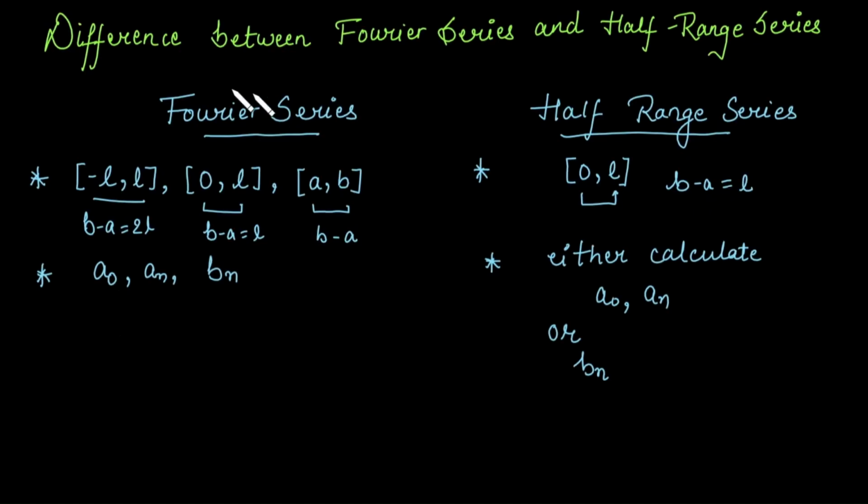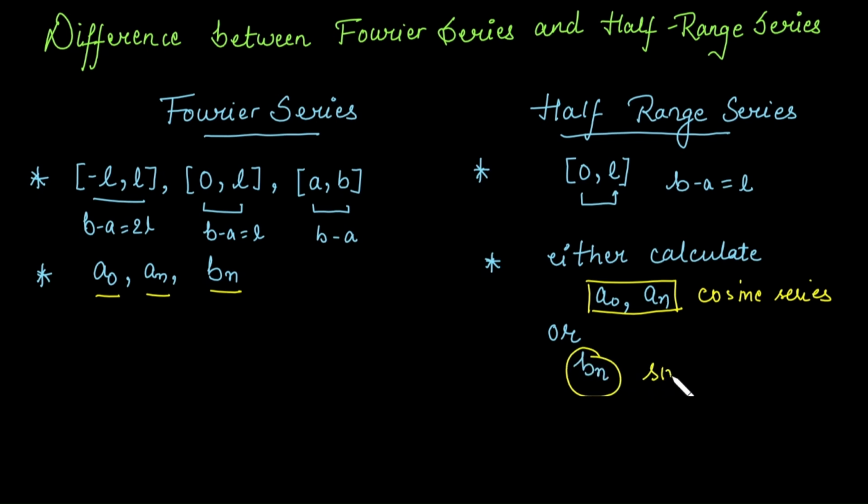Second point is, in the Fourier series, depending upon the interval or function, we are calculating a0, an and bn. Whereas in the half-range series, either we will calculate A0 and An, that is for the cosine series, or Bn for the sine series.